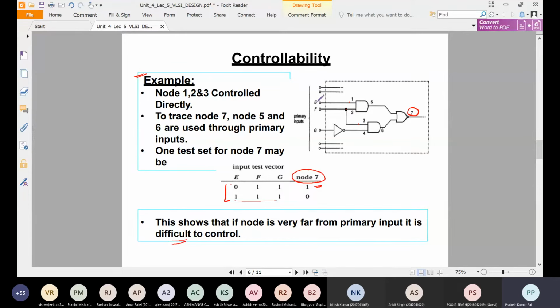Once we change the E value, it will change. If we change the F value, 2 and 3 will directly change. So these are more controllable. The nodes that are closer to primary inputs are more controllable, and the nodes that are very far away from the primary nodes will be less controllable. So this is how controllability can be defined for a particular circuit.